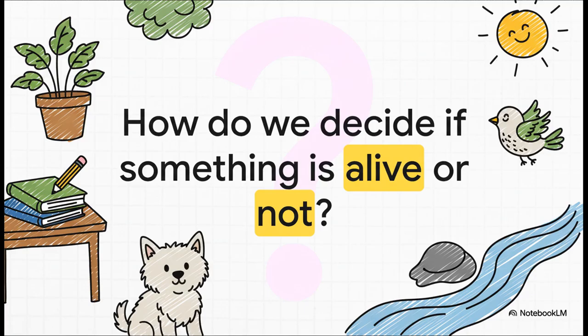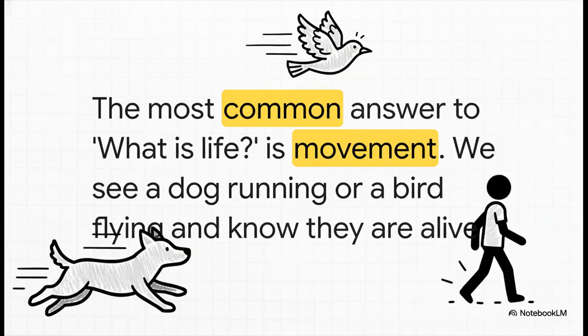When you look at, say, a dog running in the park, and then you look at a stone lying on the ground, you just know one is alive and the other isn't, right? But what is it exactly that tells you that? Now, if I asked you all this question in class, I am sure most of you would say, movement. And that makes a lot of sense, doesn't it?